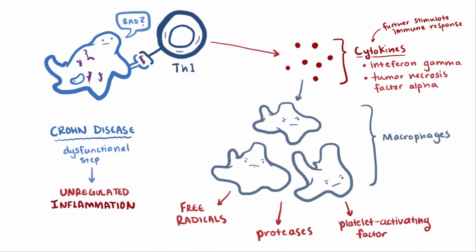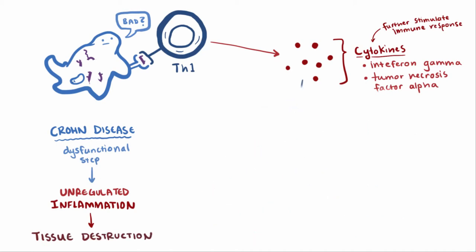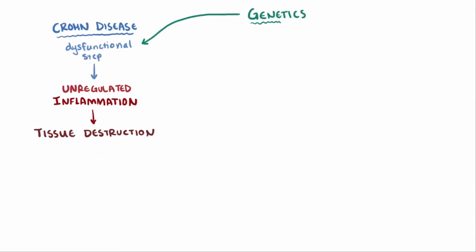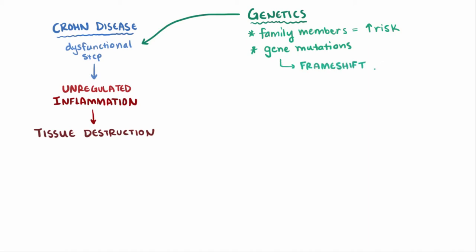Unregulated inflammation means lots of proteases, platelet activating factor, and free radicals floating around the gastrointestinal tissue, which ultimately causes destruction of healthy tissue. This dysfunctional immune response is thought to be a product of genetics, and in fact, patients with family members that have Crohn's disease are way more likely to develop it themselves. A number of genes have been identified and are thought to contribute to developing the disease. One of these is a frame shift mutation in the NOD2 gene, now called CARD15.